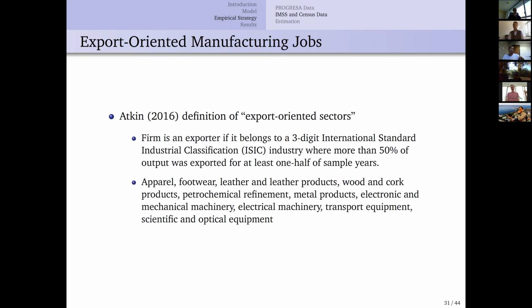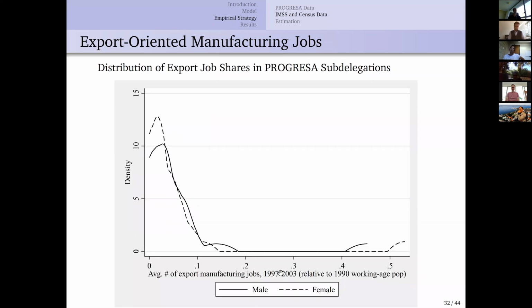And he had over 10 years of data. But for our purposes, we just take the list of industries that he uses and classify these as export-oriented sectors. Now, this is what the distribution of the export job shares looks like in our PROGRESA sample. We have males and females, with slightly different distributions, not crazily different. And we do have substantial variation.